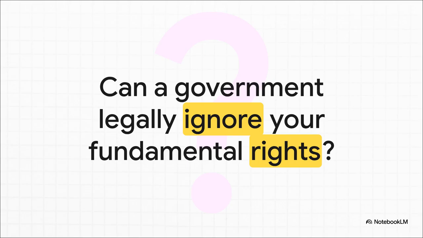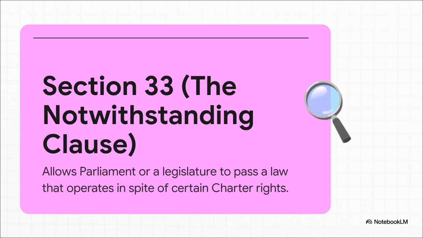In most places, the answer would be a hard no. But here in Canada, the answer is, well, it's complicated. And that complication is sitting right at the heart of our Constitution. It's what we're going to unpack right now. Okay, so let's get into what this thing actually is. In plain English, it's a part of our Charter of Rights that lets a government pass a law that works in spite of certain rights. Think of it like a constitutional override switch that our elected officials can decide to flip.